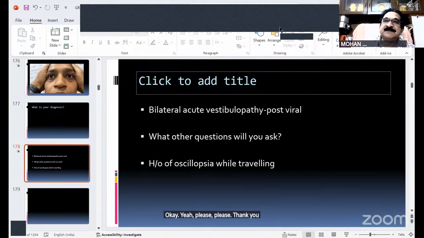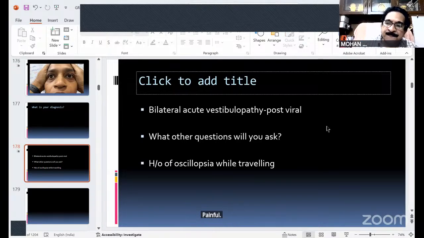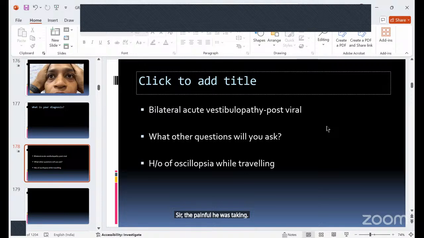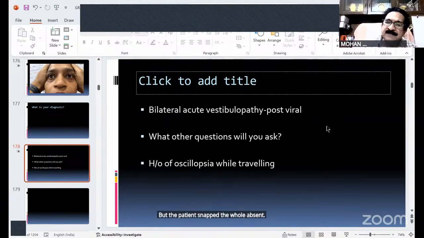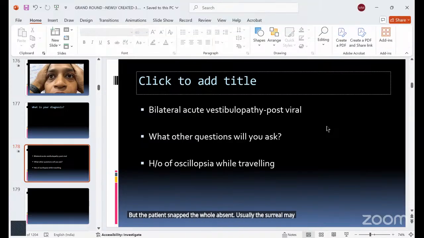For the painful GBS patient, the SNAPs are all absent. All absent? Usually the sural may be spared in usual GBS. Yeah, correct.